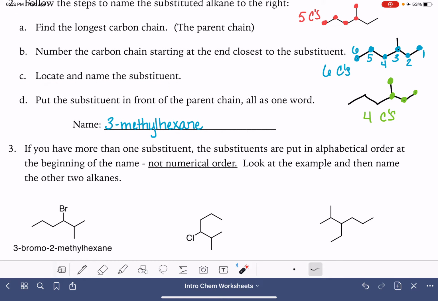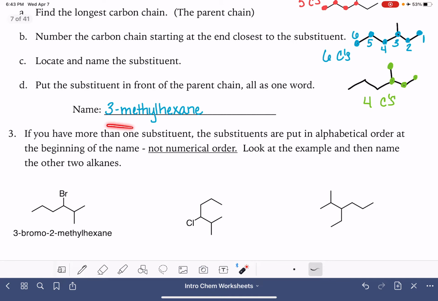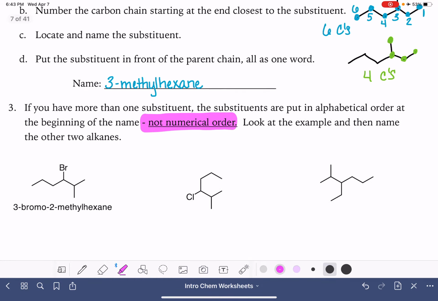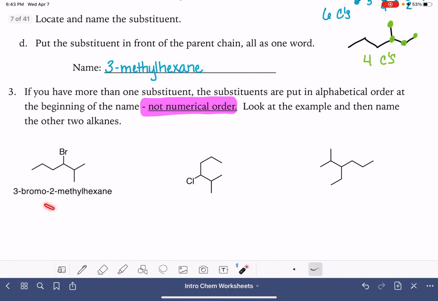The one thing that we want to pay attention to when we're actually putting the molecule's name together is that the substituents or the branches are put in alphabetical order at the beginning of the name, not numerical order. It would be logical to put them in numerical order, but that's not how we do it. We alphabetize them. So let's take a look at this very first example that I have here, and the name is already set for us.